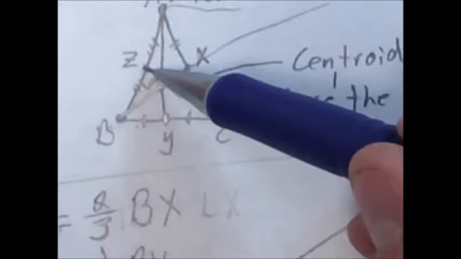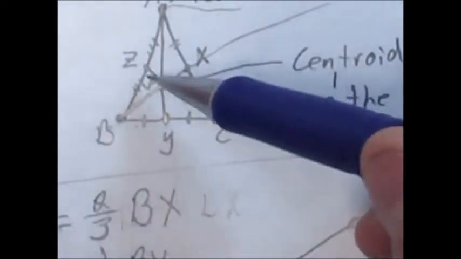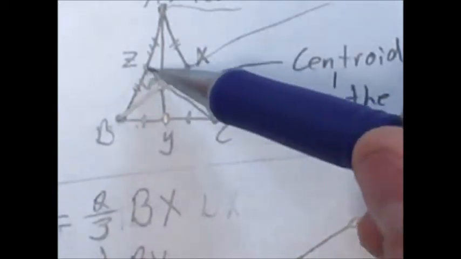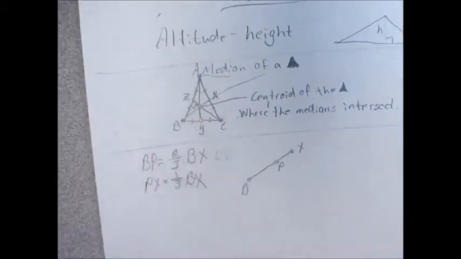Okay, so if I'm talking CZ as the whole segment, then CP is 2/3 of CZ. Okay, and looking at PZ, which is the smaller section, it's 1/3 of CZ, the whole length. So basically, as a general rule, you can just say that the small piece is 1/3, the big piece is 2/3, and we can break down from there.